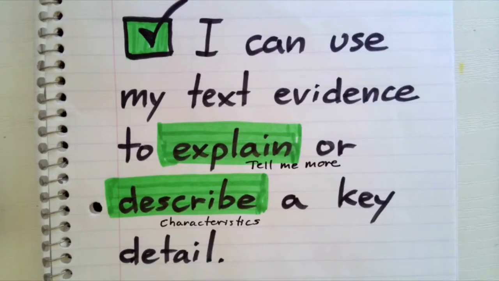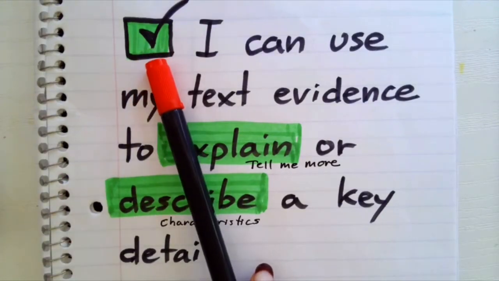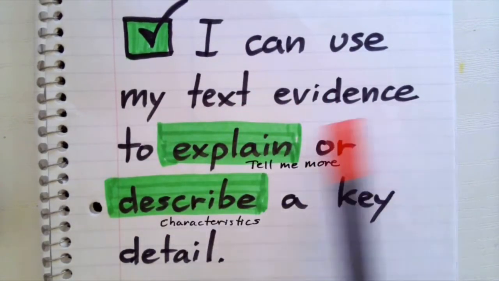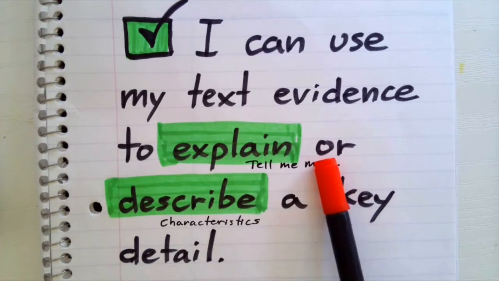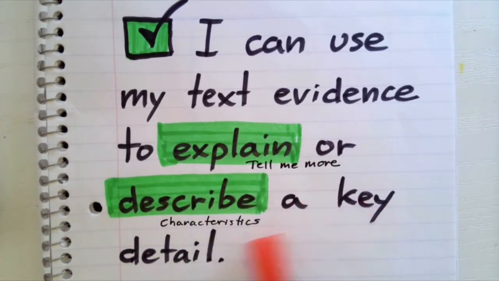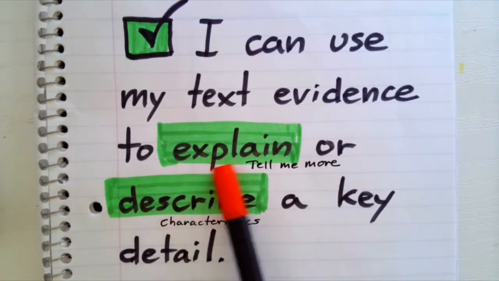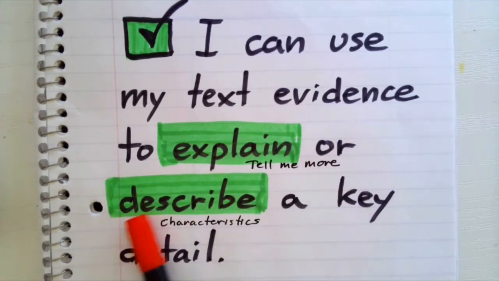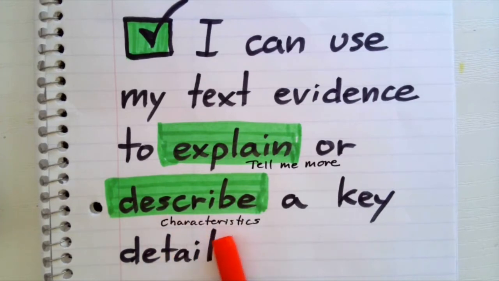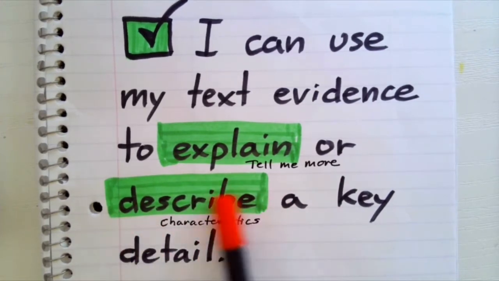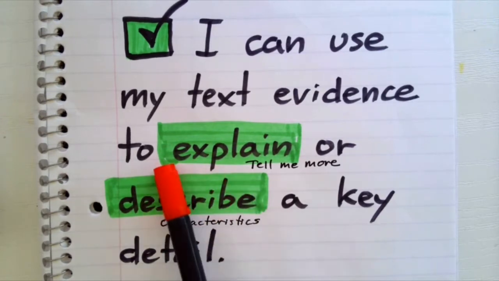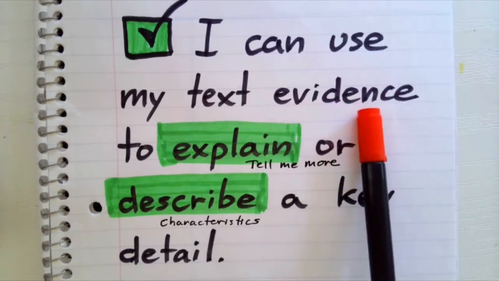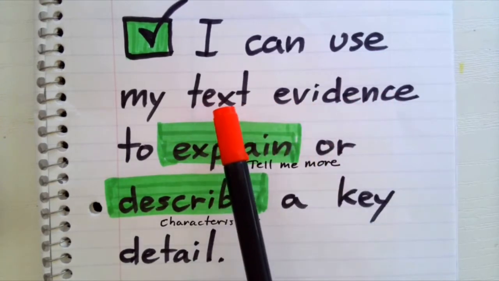Let's read the success criteria together. Ready? Begin. I can use my text evidence to explain or describe a key detail. To explain something is to tell me more about it. To describe something means to tell me the characteristic. What is that thing like? We are trying to explain or describe key details using evidence that we find in the writing or in the text.